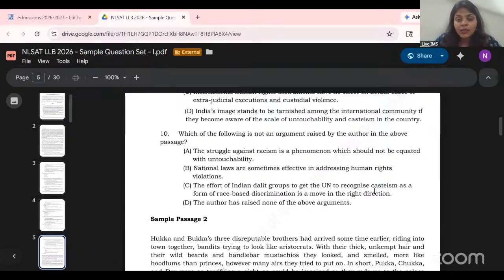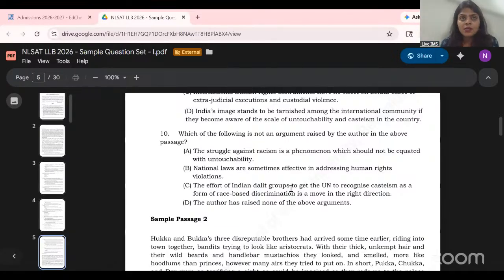The author is only arguing that we need to recognize casteism as a separate form of discrimination and not within race-based discrimination. So that is why C is also not something which was raised by the author. So here, if you look at all of these options, D seems like the more passable option in this case, because all of these are completely outside the perspective of what the author has raised. So this was about the first passage.